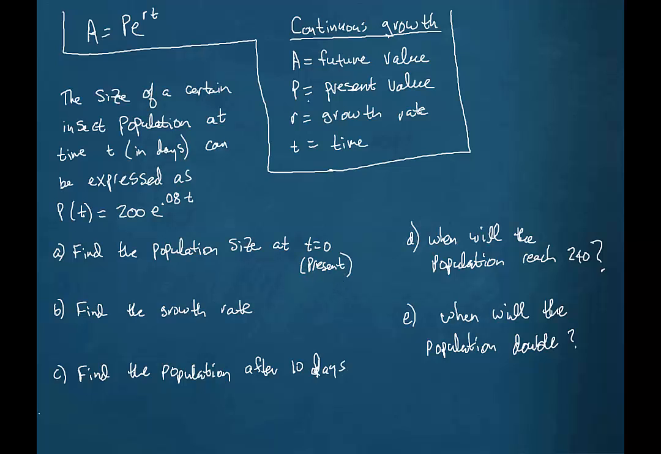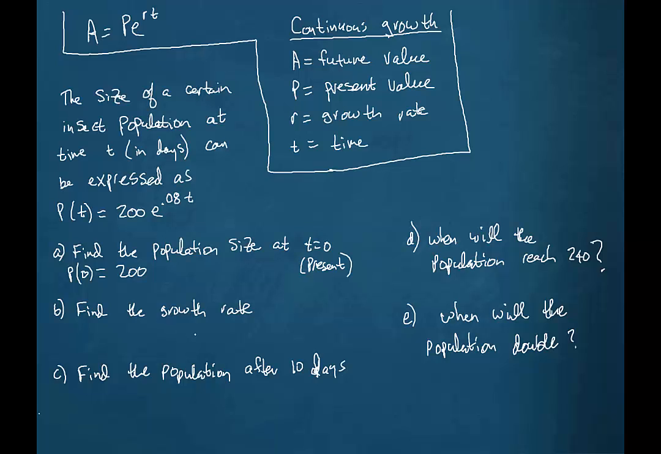And the present value is P in this relationship here. Well, we can see that that is 200. So P of 0 is 200. But we can also see that in order to find that, we could put 0 in for t here. And then 0.08 times 0 would be 0, and e raised to the 0 power would be 1. So we can see why then this is called the present value.